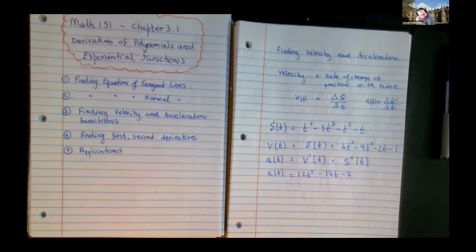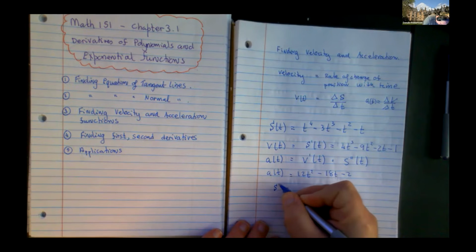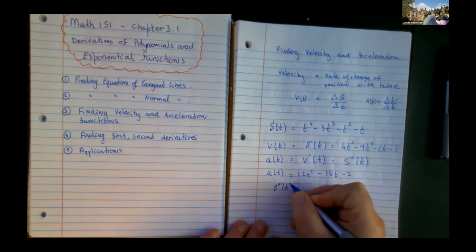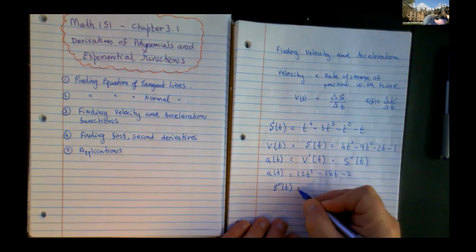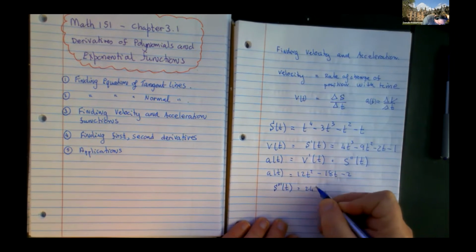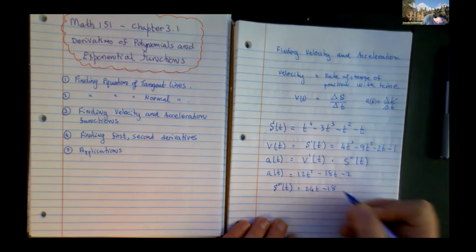Now, velocity and acceleration of a moving object are very important things, right? They're things you want to know. They tell you a lot about how the thing's moving and how it's going to change its movement over time. I guess the natural thing to say is, what would be the third derivative? I mean, I could do it, right? Well, if I find the third derivative, in this case, it's 24t take away 18.